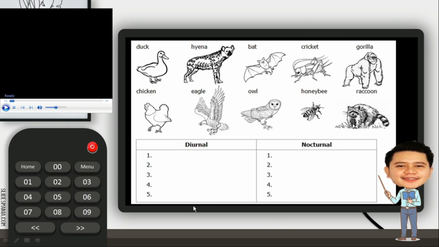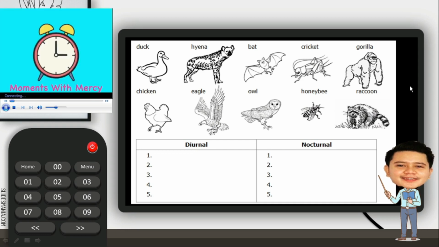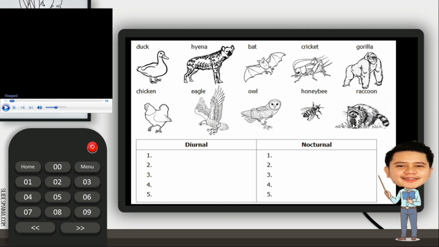So, for the table 1, we have the diurnal and then nocturnal. When you say diurnal, an animal that lives in the morning, and nocturnal, an animal that we can see in the evening. Okay, let's start with the duck. Is it diurnal or nocturnal? What is the correct answer? So 5 seconds. Alright, the correct answer is diurnal.